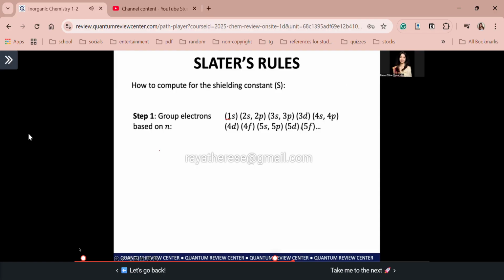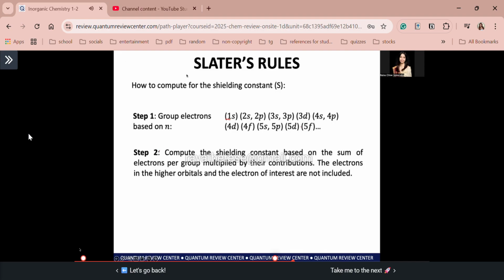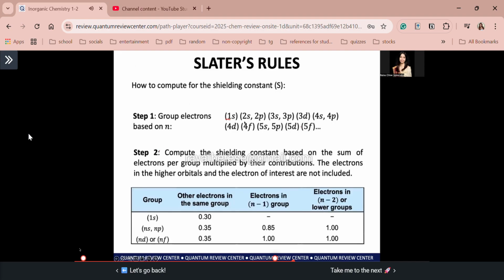Okay, ayan. So step 2, compute the shielding constant based on the sum of electrons per group multiplied by their contributions. So yung contributions ito is given by this table. The electrons in the higher orbitals and the electron of interest are not included. For example guys, yung electron of interest, yung hinihingi sa isang problem, belongs to the 1s group. Then ang contribution ng other electron sa same 1s group na yan is 0.30. What if naman nasa ns np group siya, yung electron of interest? Now yung other electrons na nasa same group na yan, 0.35 ang contribution. And if nasa nd or nf group naman ang electron of interest, 0.35 ang contribution nila. Okay guys? I hope that's clear.